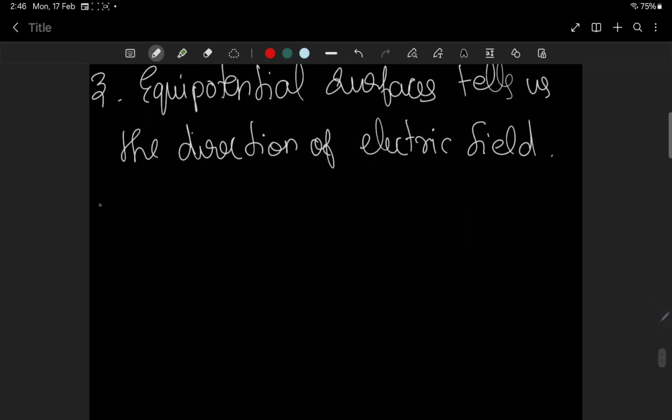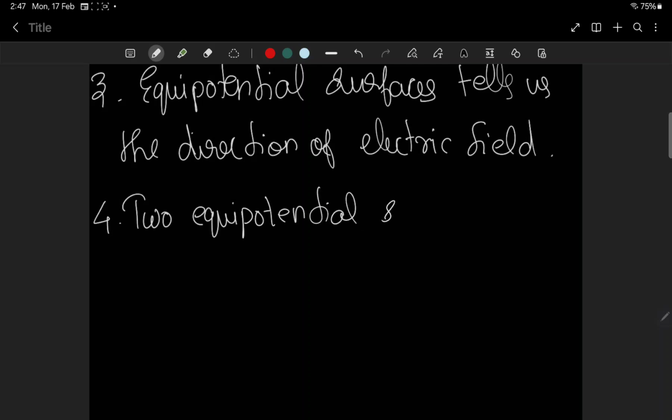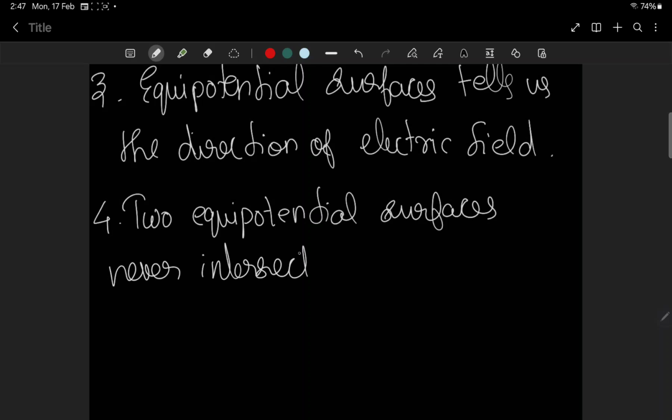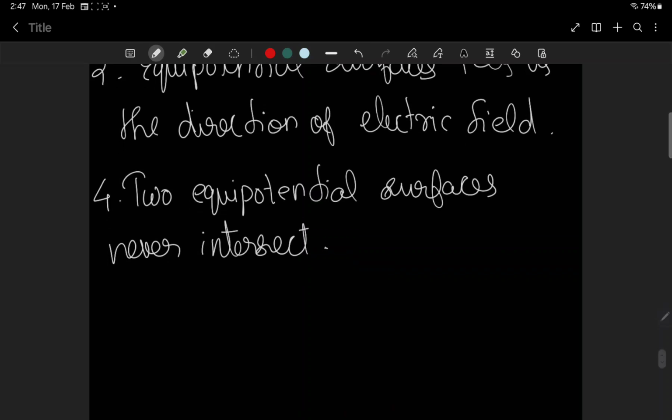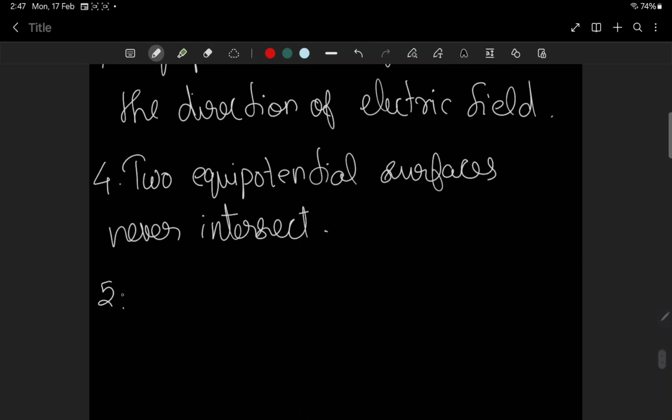Now, fourth one. Two equipotential surfaces never intersect. That's absurd, we cannot draw a tangent. Two equipotential surfaces never intersect. This is there in every field line, magnetic field or equipotential or electric field, every line, they never intersect. That's a very big fact.